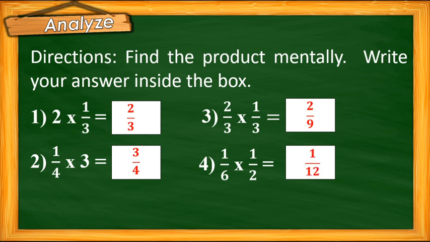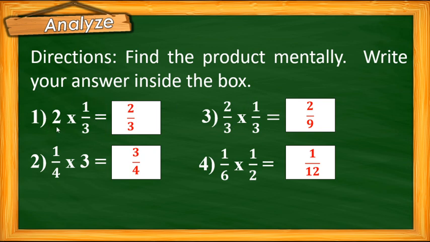So as you notice or analyze these problems and answers, the rule is you need to multiply the numerator to the numerator. So 2 times 1 is 2, and then 3 times 3 is 9. So numerator multiplied by numerator, denominator multiplied by denominator. So that is for both fractions. How about a whole number and a fraction?